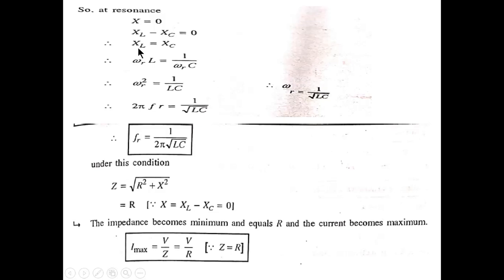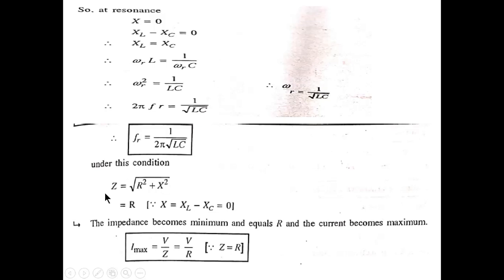So XL is equal to omega L and XC is equal to 1 upon omega C, but here resonance takes place, so in subscript we are denoting small r. That shows the resonance condition. By mathematical formulation, we will get Fr is equal to 1 upon 2 pi under root LC. During resonance condition, net reactance becomes equal to 0, X is equal to XL minus XC, that becomes equal to 0.